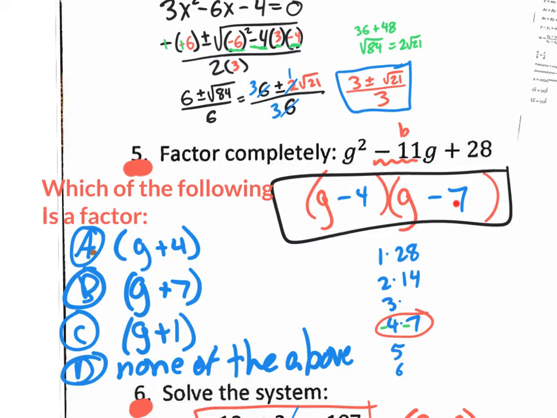The reason why they don't put this as option A is because then you could just say, oh, G times G is G squared, G times -7 is -7G, -4 times G, and you could figure out which one's the correct answer just by distributing as opposed to actually knowing how to factor. So they're going to ask you to identify one of the factors. They're not going to give you both of them.